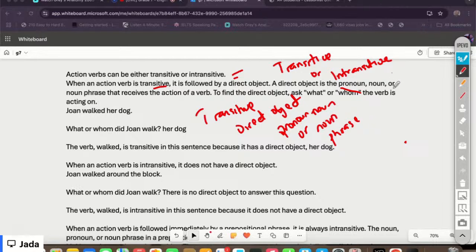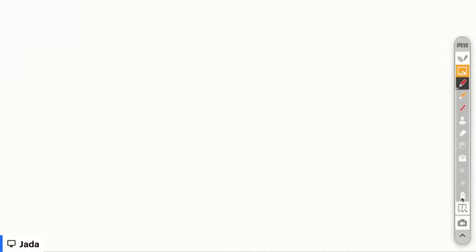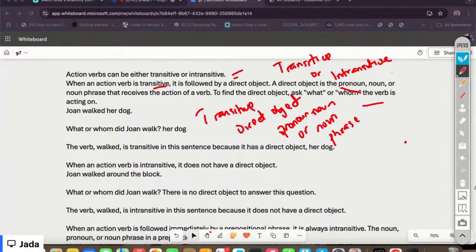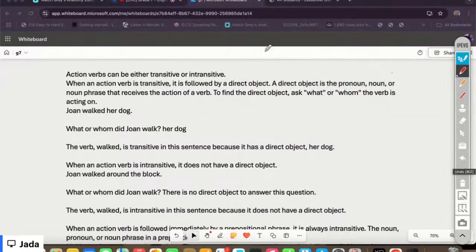To find the direct object, you have to ask what or whom the verb is acting on. Okay? So, Joanne walked her dog. What or whom did Joanne walk? So that's what you have to ask, what or whom. So to find the direct object, ask what or whom the verb is acting on. So what or whom did Joanne walk? Her dog.